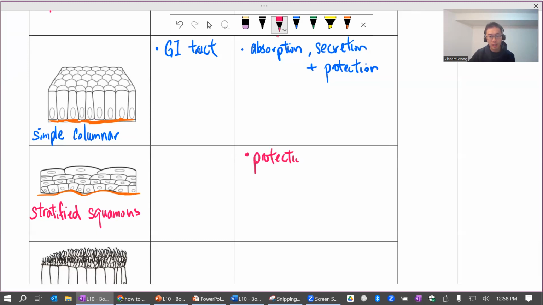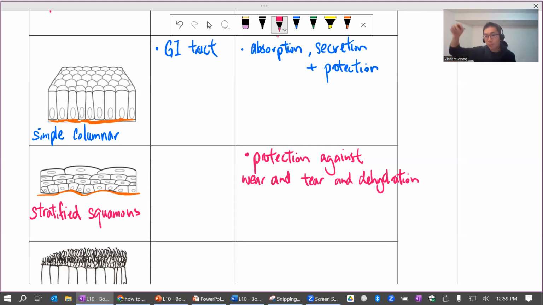This is very good for protection against wear and tear and dehydration. The slide says desiccation. Desiccate is to dehydrate, it's the same thing. Those little packets that you find in snacks, like in chips sometimes, keep the snack crunchy. Those are called desiccant.